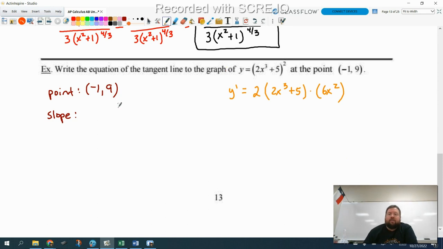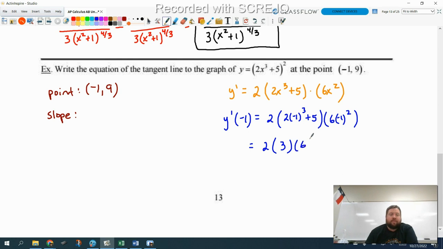We need to find the slope at this point, so we're going to plug in the x coordinate. We only need the x coordinate because we only have x's over here on this other side. So I get 2 times -1 cubed plus 5 times 6 times -1 squared. So that's -2 plus 5 is 3. And this is +1 times 6 is 6. So that's 6 times 6 is 36. All right, so the equation of my tangent line is y minus 9 is equal to 36 times x plus 1. Leave it in point slope form.